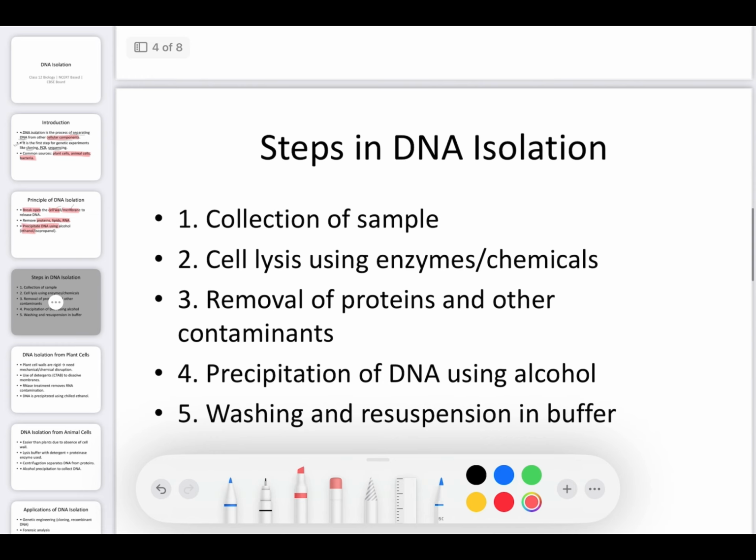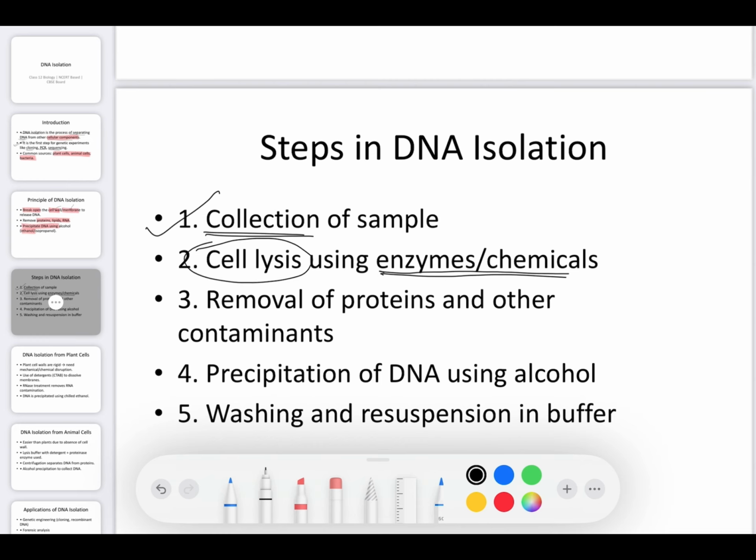First you have to collect the sample. Obviously the sample can be a plant cell, an animal cell, or a bacteria. For different kinds of experiments the sample will be different. Then we have to use different enzymes and chemicals for the cell lysis. What is cell lysis? That is the breaking down of the cell wall or the cell membrane.